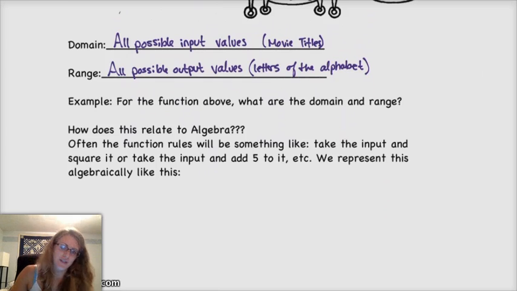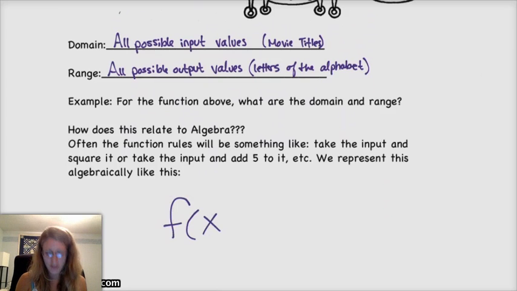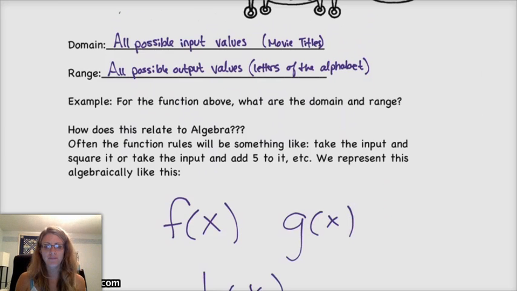All right, so how does this relate to algebra? Well, usually the rules for functions are something like take the input, square it, and then add 5 to it, or something like that. And so often the way we represent that is like so. For example, we usually use f of x because f is a function, but you could also have g of x or h of x, etc.